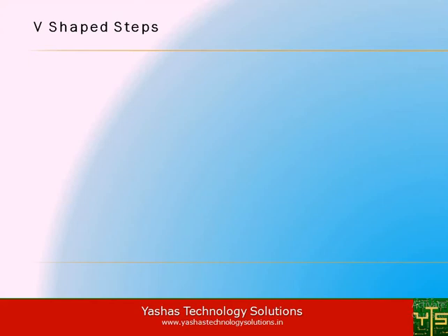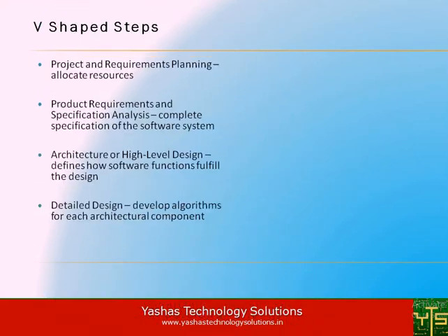So let us understand what the V-shaped steps are. The left side of the V, which is the verification phase, involves project and requirements planning, allocating resources, and product requirements and specification analysis, where complete specification of the software system is performed. Architecture or high-level design defines how software functions fulfill the design. Detailed design involves developing algorithms for each architectural component.